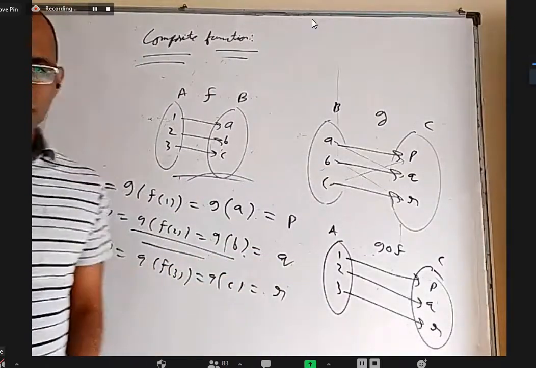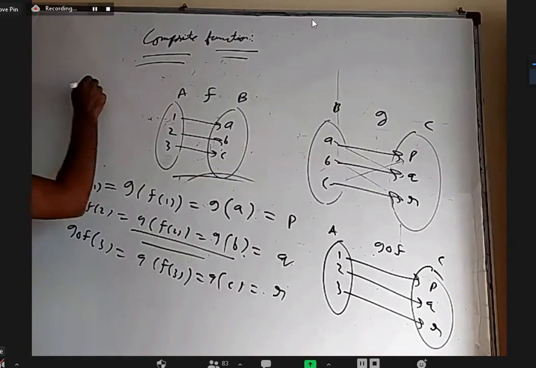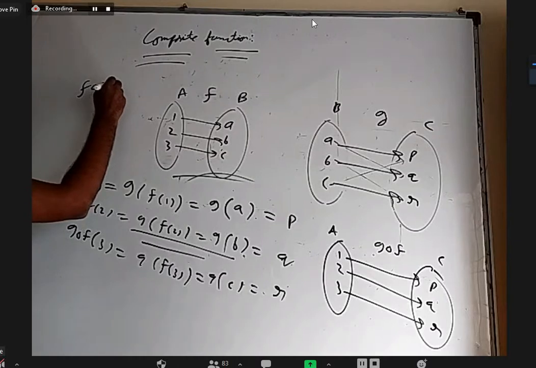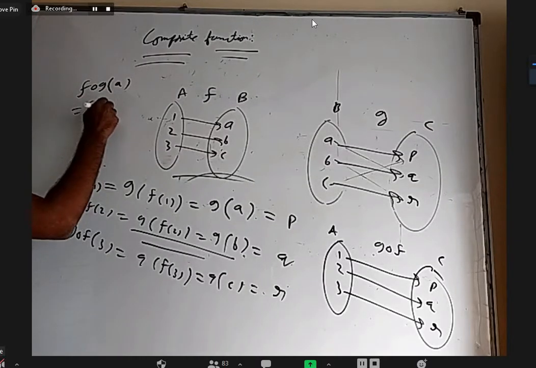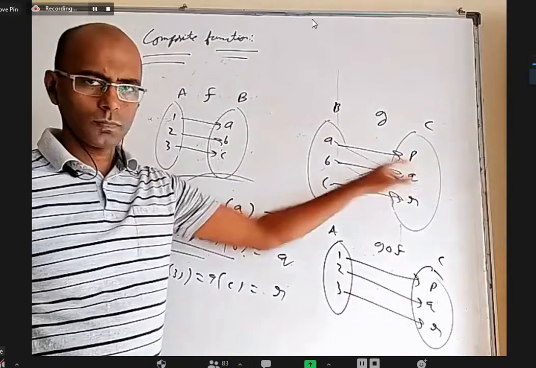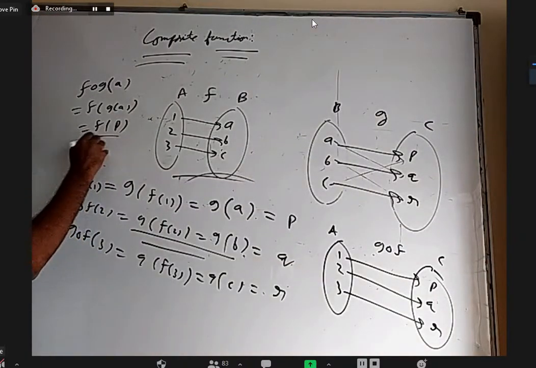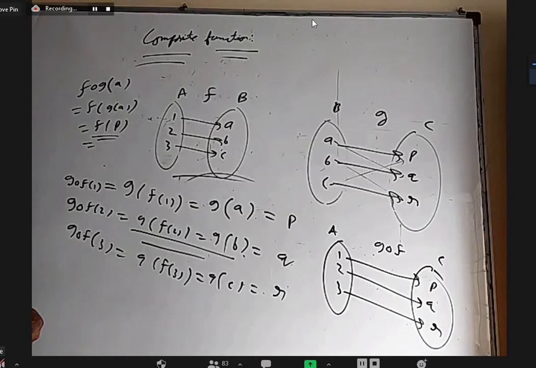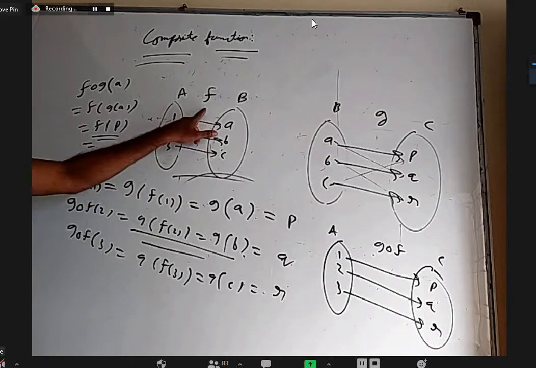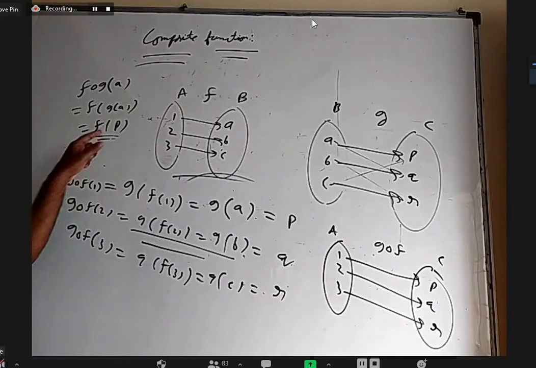Is it possible to find F circle G? Yes, possible, but it may not always exist. For example, F circle G of A will come as F of G of A. What is G of A? P. Can you talk about F of P? No, sir. F of anything you can talk about, provided that element is in the domain of F. P is not in set A, it is in set C. So it is not possible to talk about F circle G here.